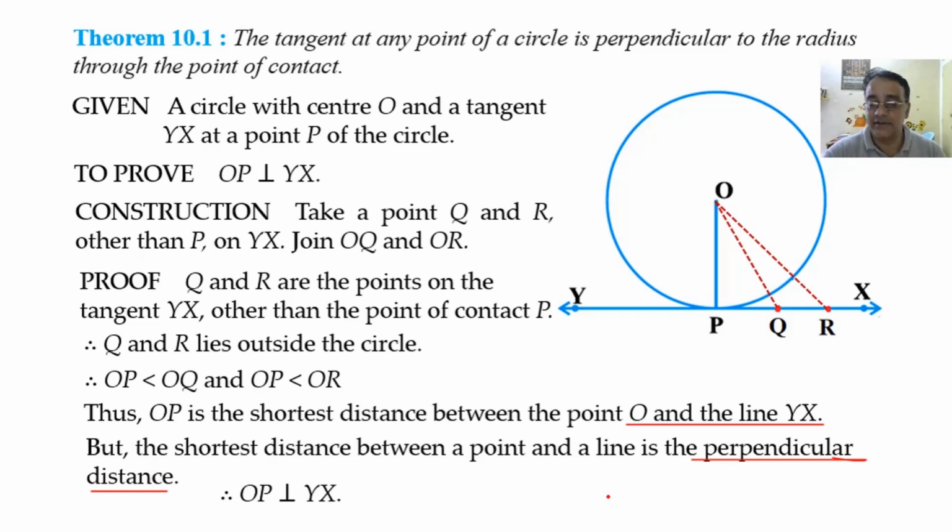I will repeat once again. See, here we are taking points Q and R, then OQ and OR will be greater than the radius. Just now we have seen that if a point lies outside the circle, its distance from the center is greater than the radius. So OP is less than OQ and OP is less than OR. That means OP is the shortest distance from O to YX, and we know that perpendicular is the shortest distance. So therefore OP is perpendicular to YX. Clear?